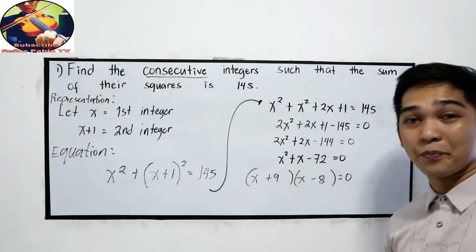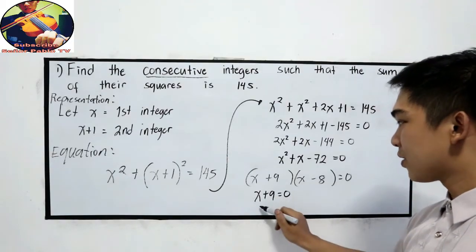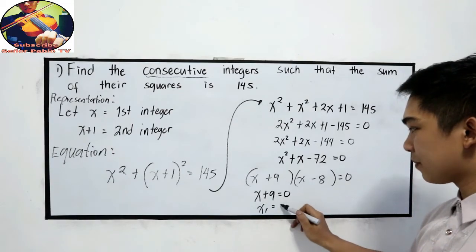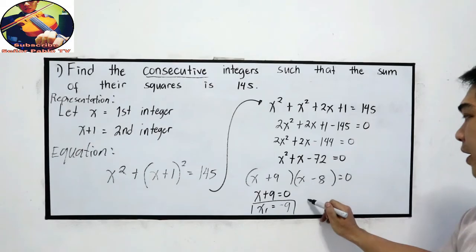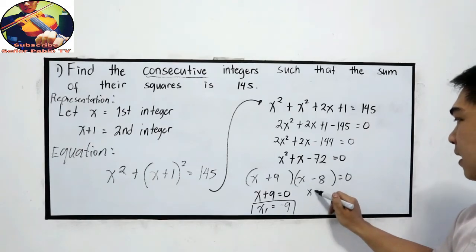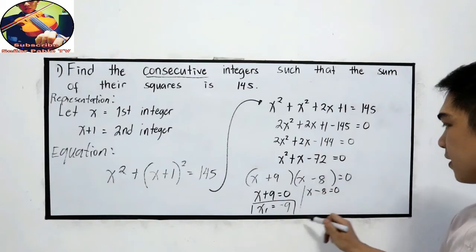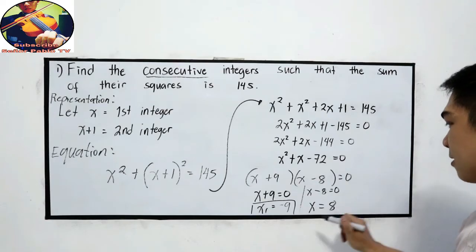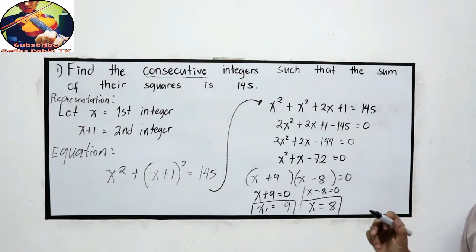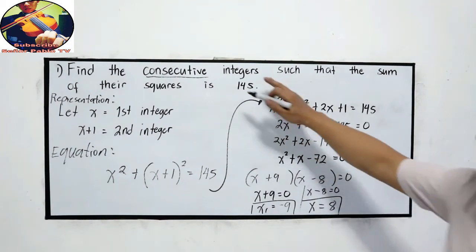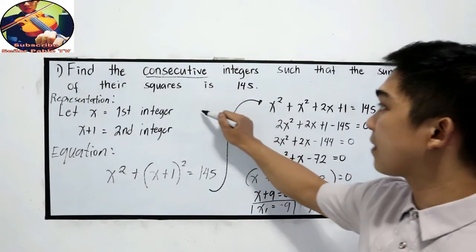Now equate to 0. So, x plus 9 is equal to 0. So, our x sub 1 is equal to negative 9. And our x minus 8 is equal to 0. So, x is equal to positive 8. So, negative 9 and 8. So, ano daw yung mga integers natin? So, integers can be negative or positive. So, yung first natin, kapag negative 9 yung ginamit natin, so that is negative 9.